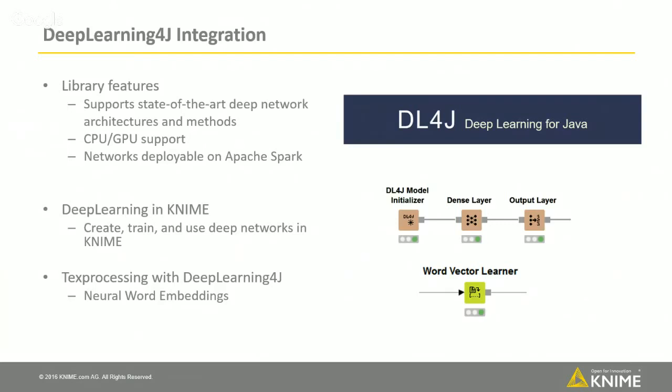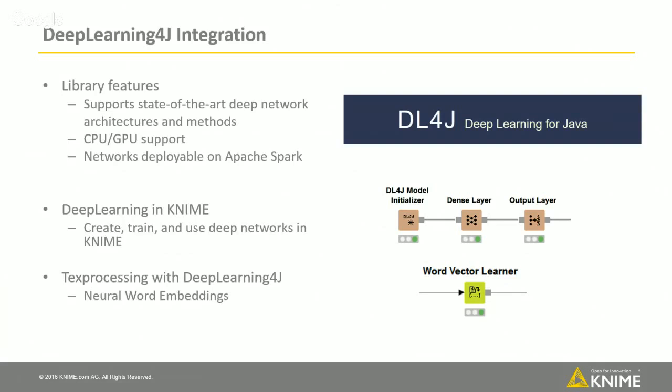Thank you, Bernd. So the new version of KNIME includes an integration of the Deep Learning for J library, which allows to use deep learning in KNIME. So first of all, the library which we used supports state-of-the-art deep network architectures and methods. The library also has CPU and GPU support, and GPU support is also a part of the integration. And another nice thing is that the networks are deployable on Apache Spark.